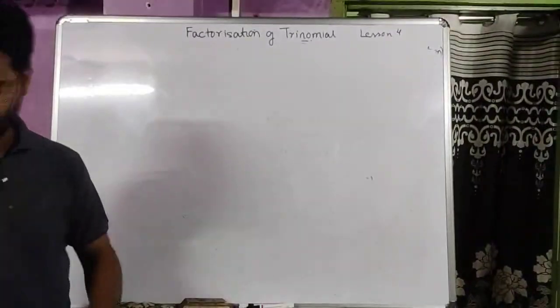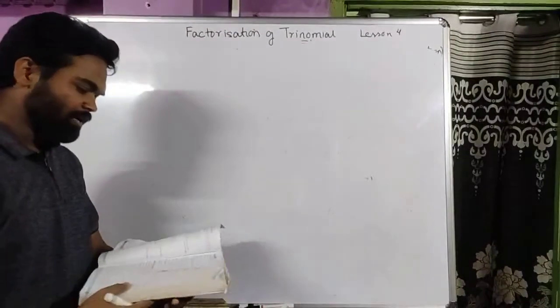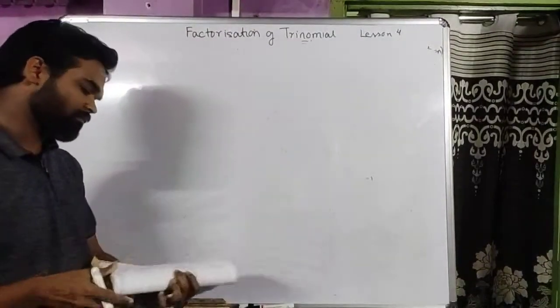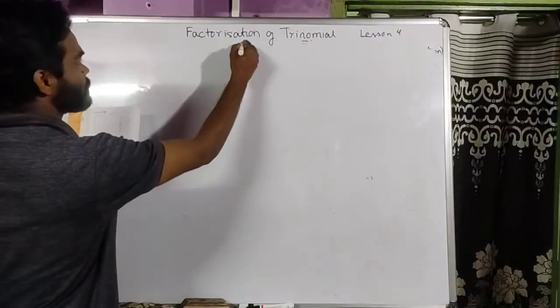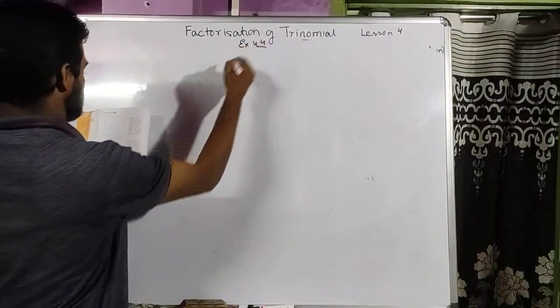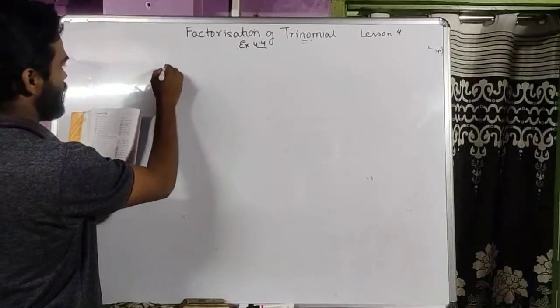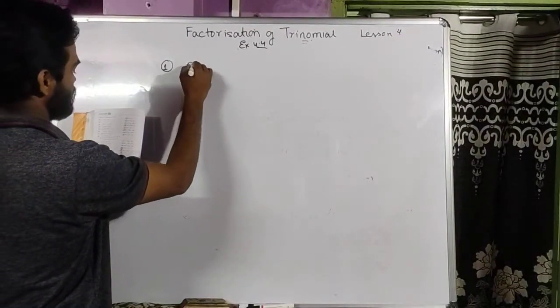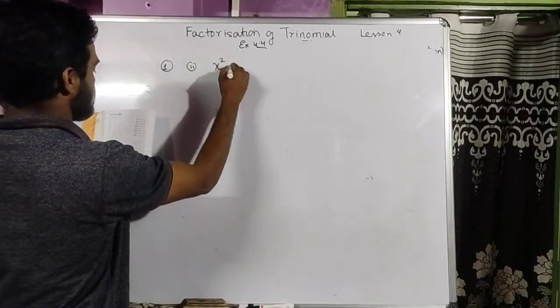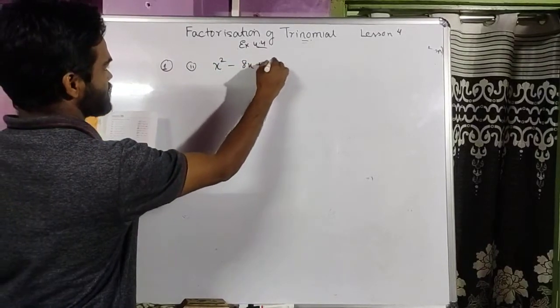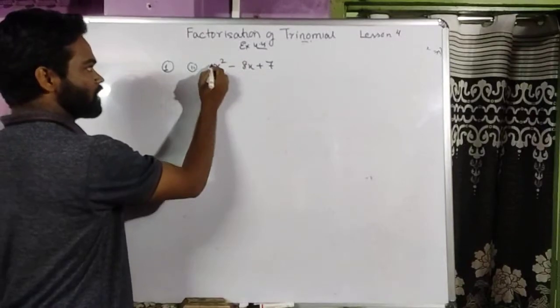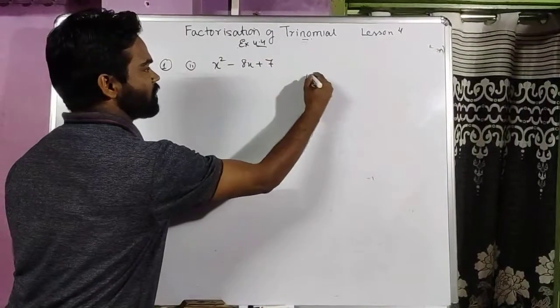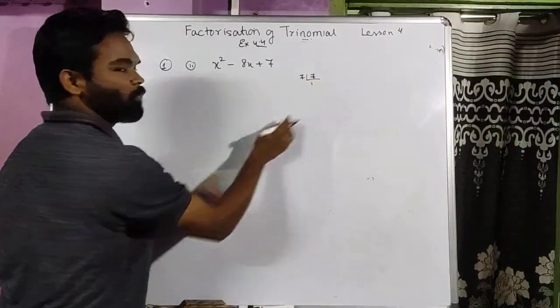Let me have a book. I'll directly move to the exercise. Now, look carefully. This is sum number 1, part 2: x square minus 8x plus 7. What will we do? 7 ones are 7. If you find the prime factors, it's 7 and 1.